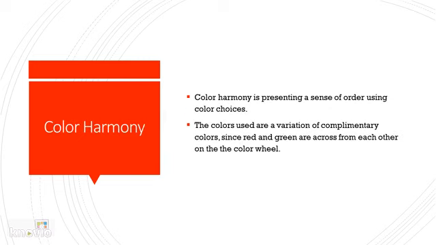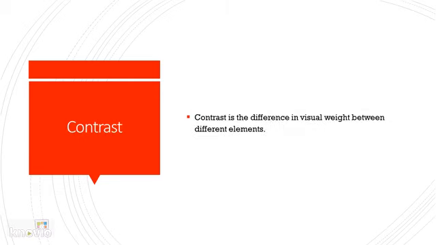Color harmony. Color harmony is presenting a sense of order using color choices. The colors used are a variation of complementary colors, since red and green are across from each other on the color wheel, indicating they're complementary. Although this green is a little bit more blue than the color wheel would indicate as complementary, they are still aesthetically pleasing together and do a good job of drawing attention to certain aspects of the infographic.